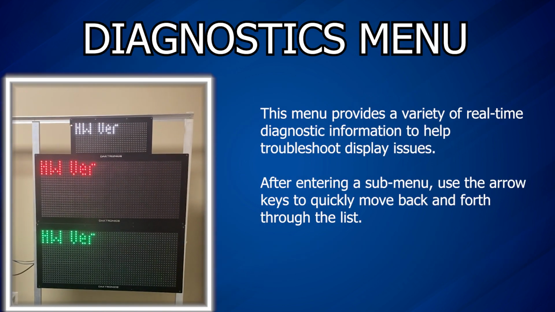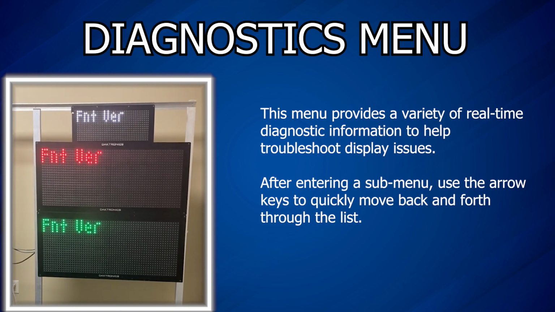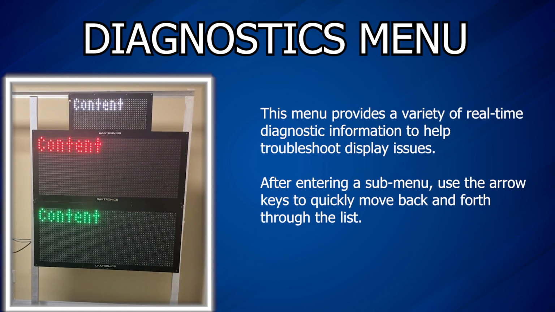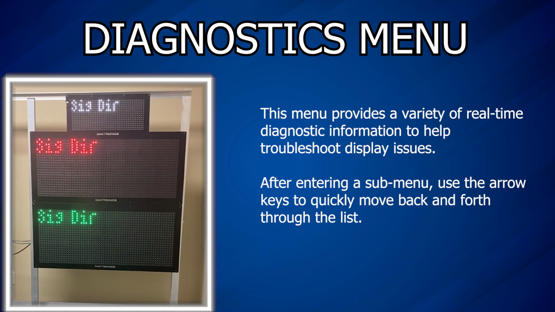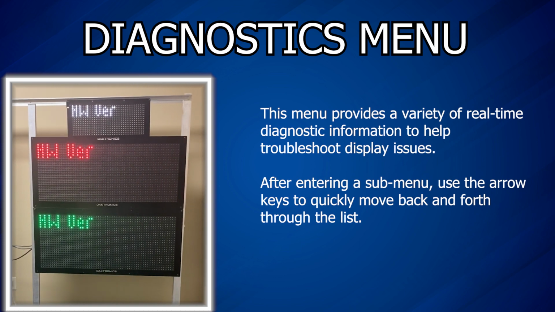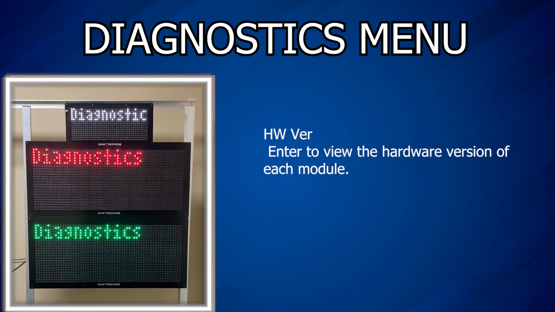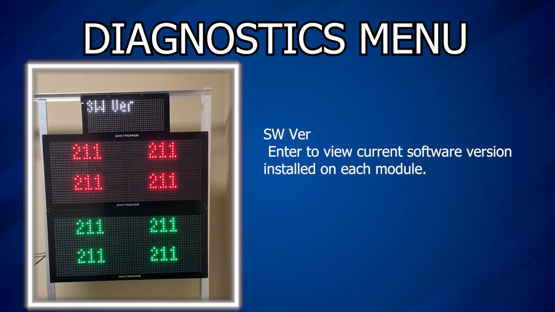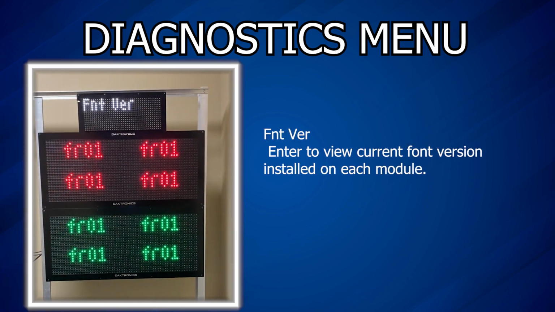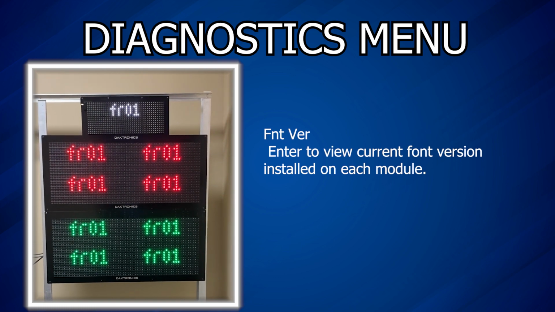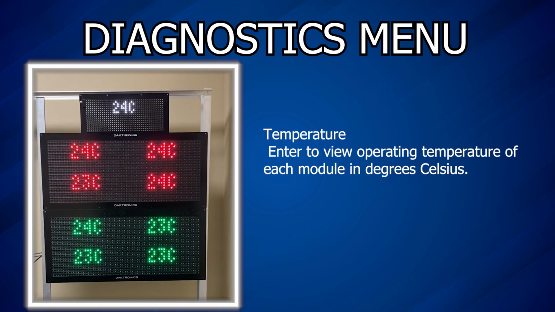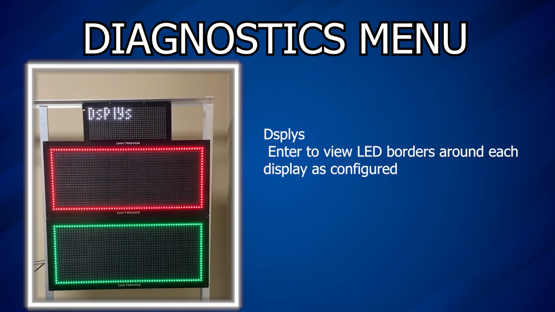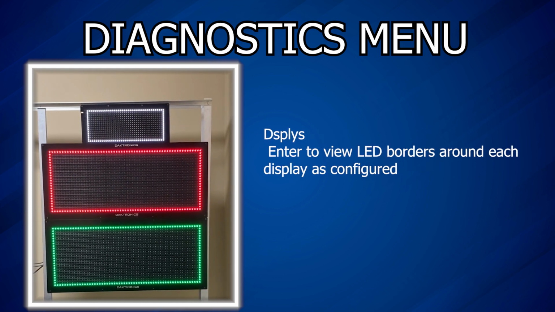The last menu item is the Diagnostics. This menu provides a variety of real-time diagnostic information to help troubleshoot display issues. After entering a submenu, use the arrow keys to quickly move back and forth through the list. This menu will show the hardware version of each module, the software version installed on each module, the current font version installed on each module, the temperature in degrees Celsius for each module. The displays will show the LED borders around each display as it was configured.